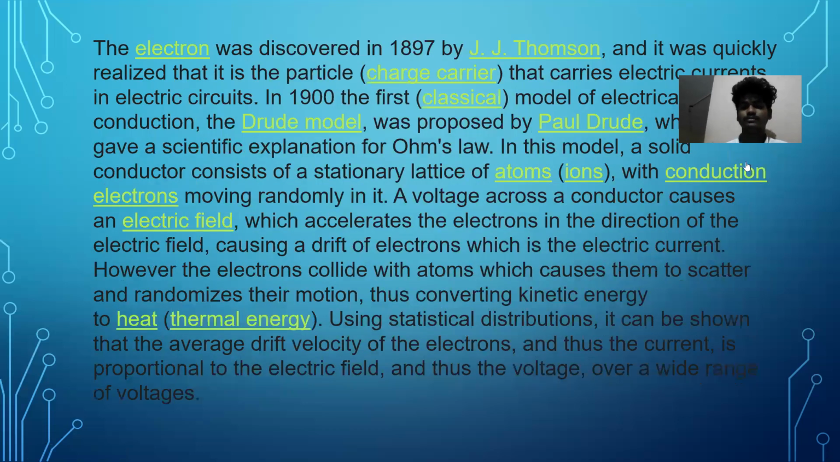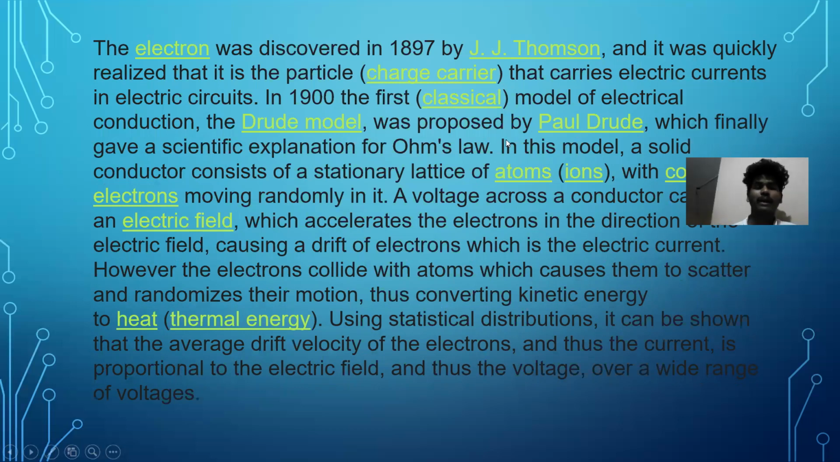And the next is the electron, which was discovered in 1897 by J. J. Thomson, and it was quickly recognized as the particle charge carrier that carries electric currents in electric circuits. In 1900, the first classical model of electrical conduction, the Drude model, was proposed by Paul Drude, which finally gave a scientific explanation for Ohm's law.